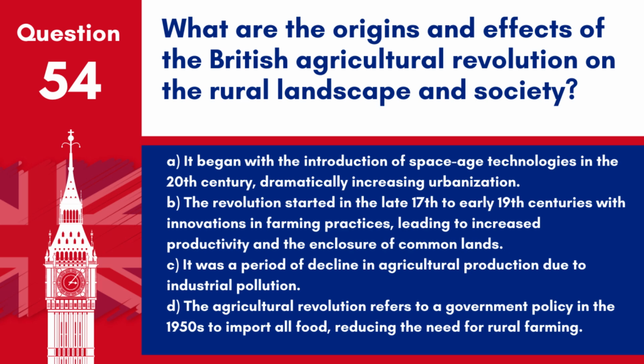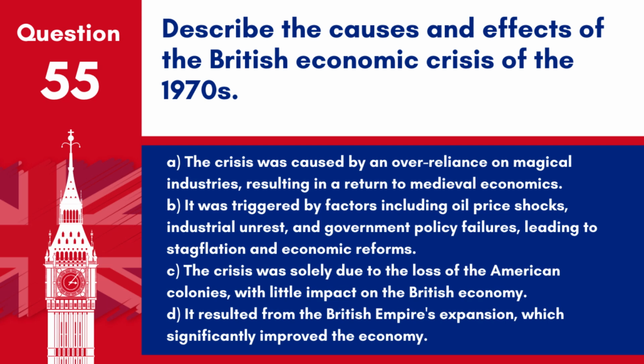Answer. B. The revolution started in the late 17th to early 19th centuries with innovations in farming practices, leading to increased productivity and the enclosure of common lands. This period marked significant changes in agriculture, which had lasting impacts on the rural landscape and contributed to the urbanization and industrialization of Britain. Question 55. Describe the causes and effects of the British economic crisis of the 1970s.